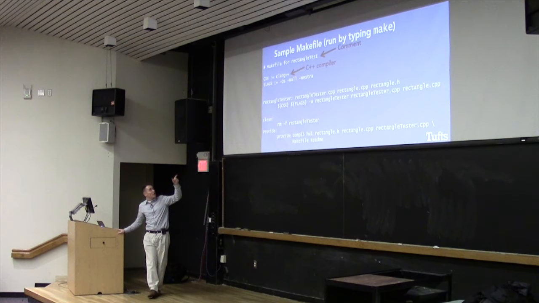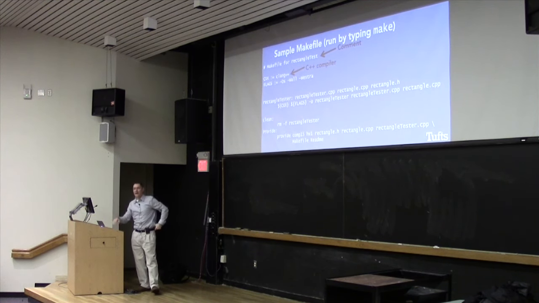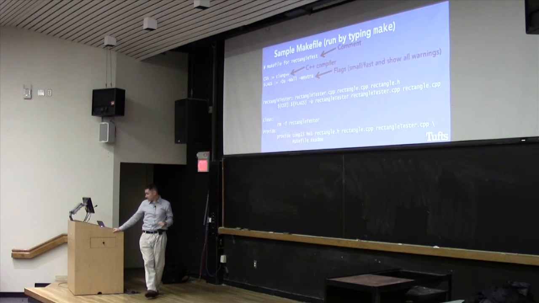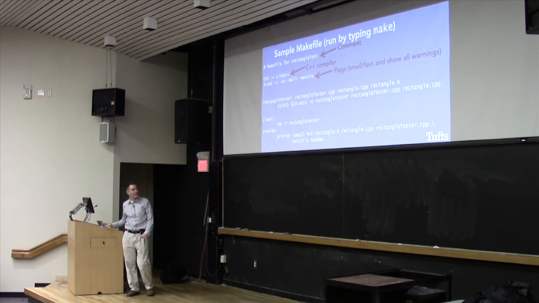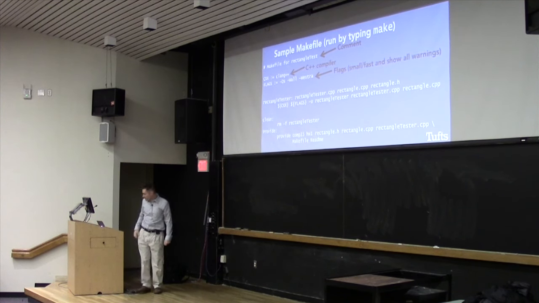The flags are just the other command line arguments that you use. Dash Os means make it small, make it fast, and you wonder why you would not always do that. Well, for debugging reasons, you might not do that, or for other testing purposes. And then -Wall and -Wextra are just other warning flags. So the compiler will spit out all these warnings that don't make it stop compiling.